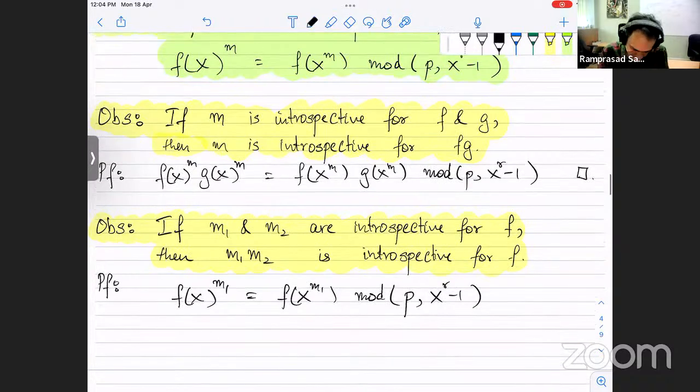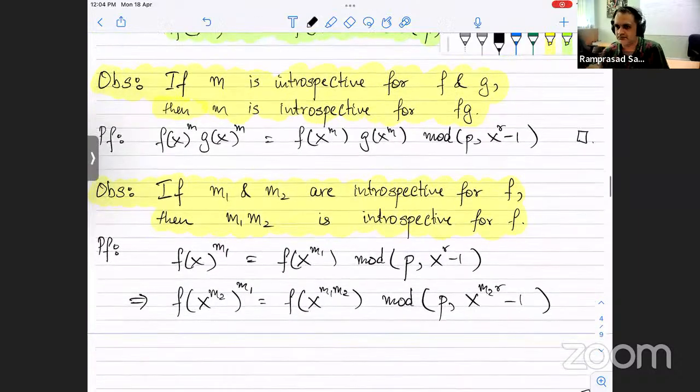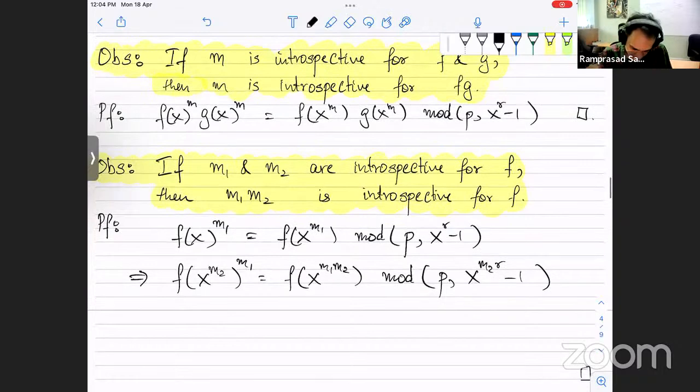So this implies that f of x power m2, the whole power m1, is equal to f of x power m1 m2, but notice that this is going to be mod p and x power m2 r minus 1. I've just replaced x with x power m2. But notice that x power r minus 1 always divides x power m2 r minus 1.